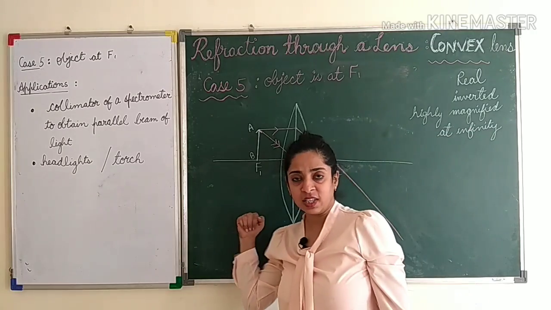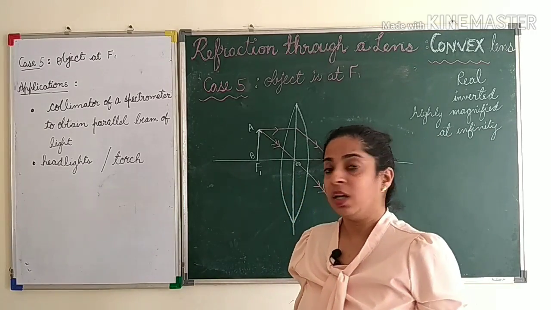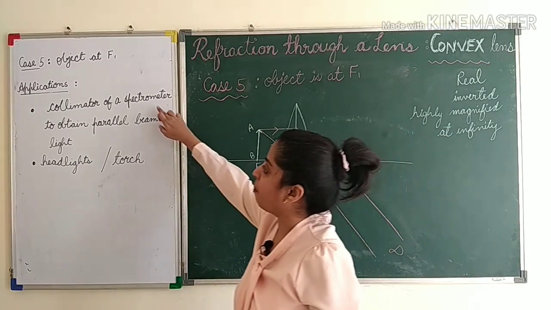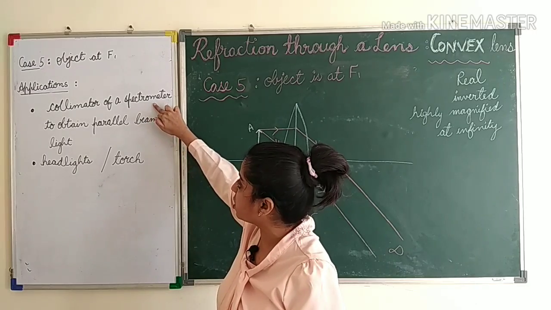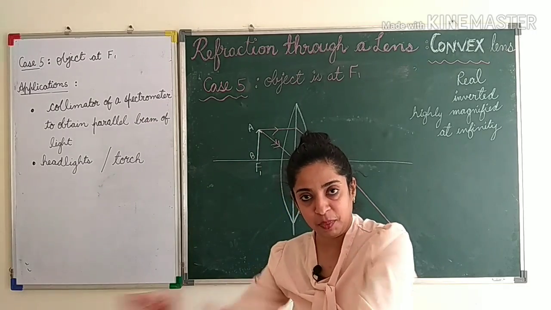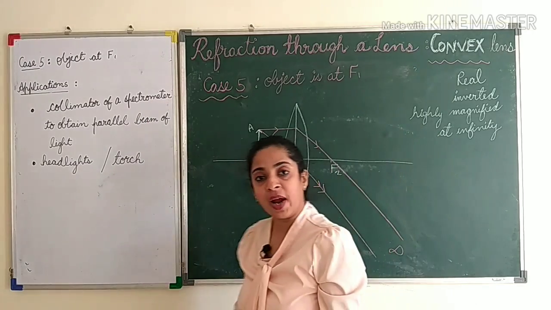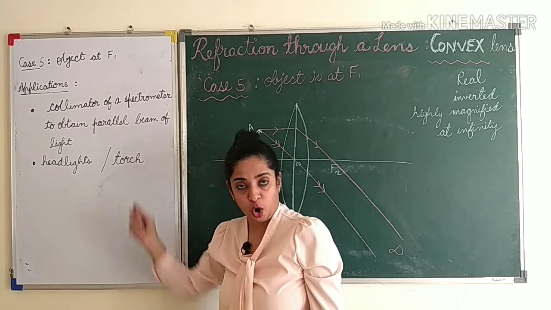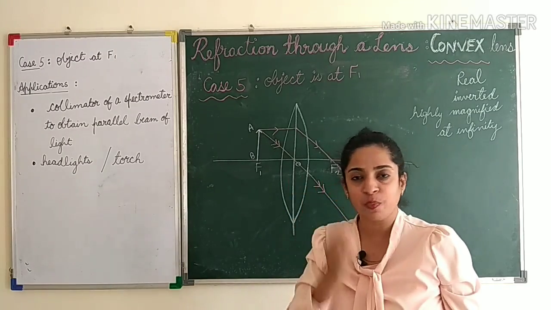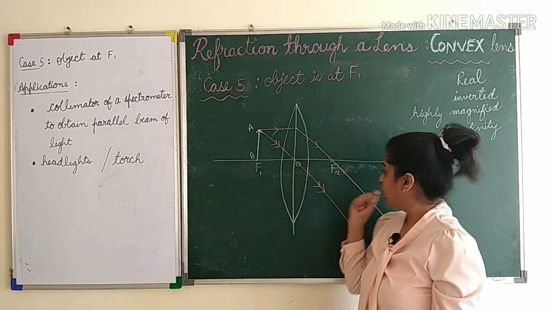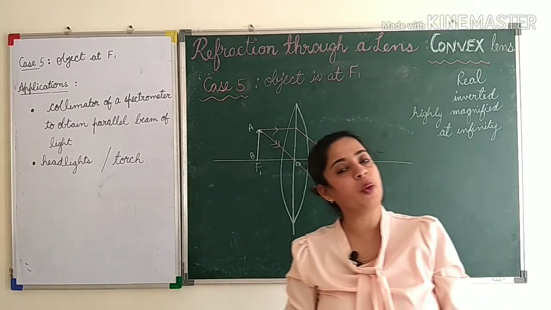Now where does it find its application? Now children, this finds its application in collimator of a spectrometer to obtain a parallel beam of light. This also finds application in headlight and torch, where you place your small bulb at the focus to get a parallel and long beam of light.